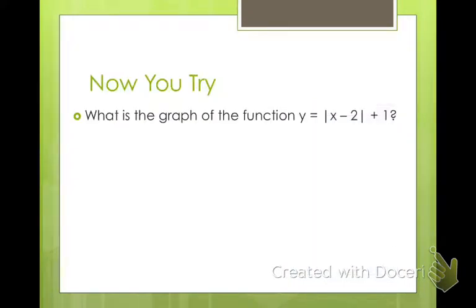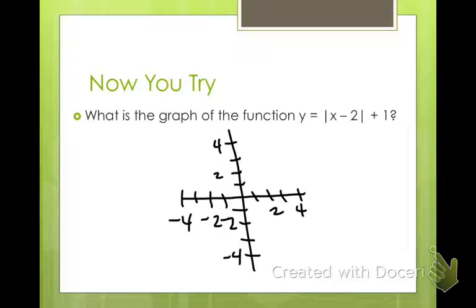Okay, so what do you think the graph of this one would look like? I want you to go ahead and sketch it. Alright, so I just put an axis on here. So it's this plus 1 means we're going to move up 1. And then we're going to go right 2.